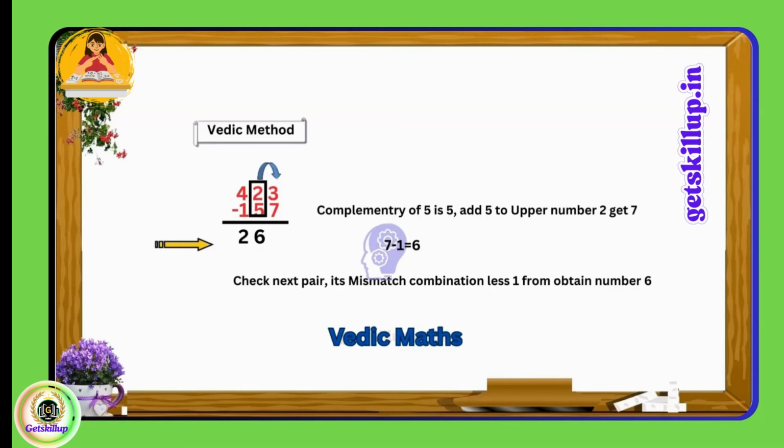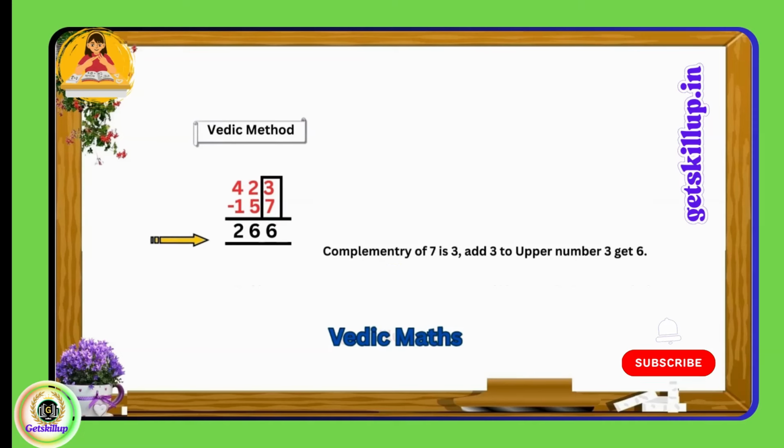Similarly, we add 3, the complement of 7, to the top number 3. Since there are no further pairs, we directly write 6. Thus, the final answer is 266.